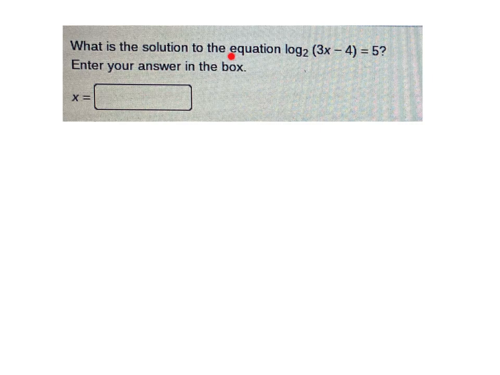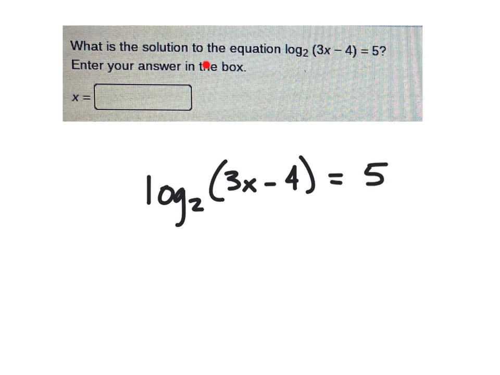It says, what is the solution to the equation log base 2 of 3x minus 4 is equal to 5? Enter your answer in the box. So when you've got log base 2 of 3x minus 4 is equal to 5, this is in log form. What we want to do is put this into exponential form. I'm going to take this 2, that's my base, and the 5 is my exponent, if we were to put this into exponential form.